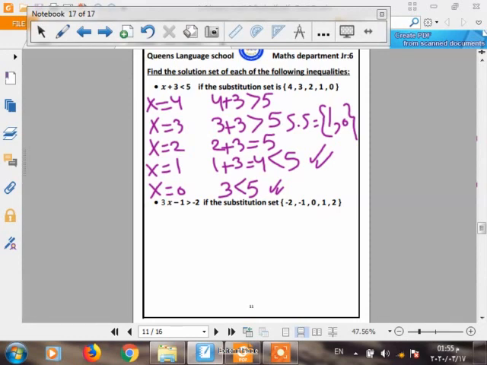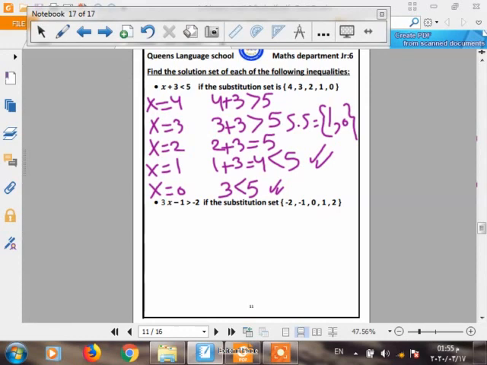If x equals 3, 3 plus 3 becomes 6. It's greater than 5, so it's not in the solution set. If x equals 2, then 2 plus 3 equals 5. It cannot be in the solution set either. If x equals 1, we will find the left side equals 4. Yes, 4 is less than 5, so it can be in the solution set.